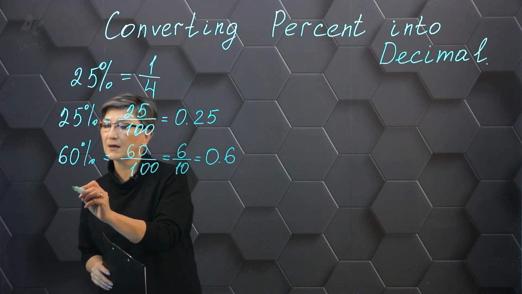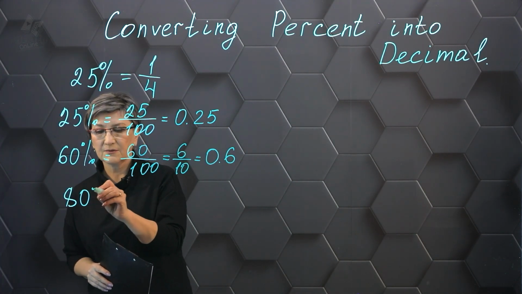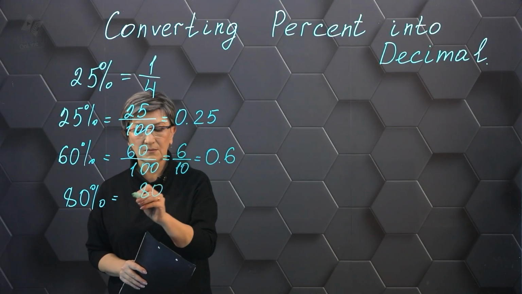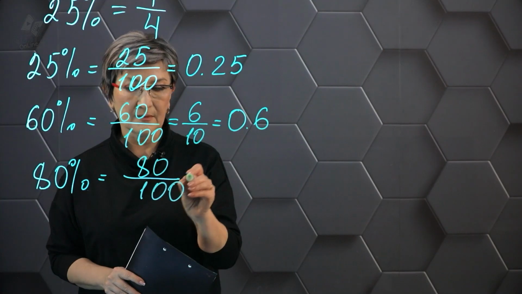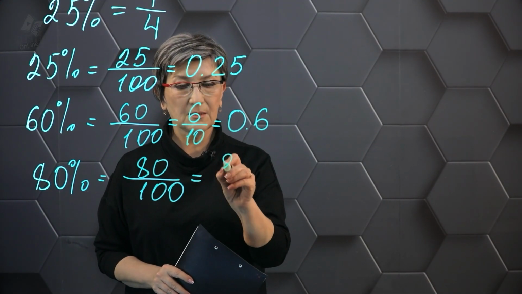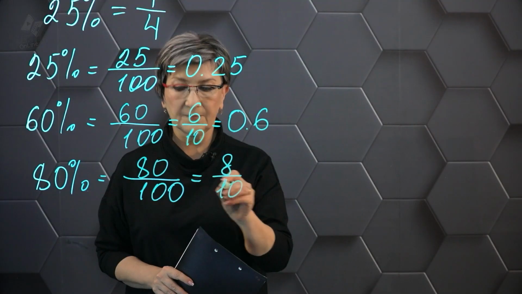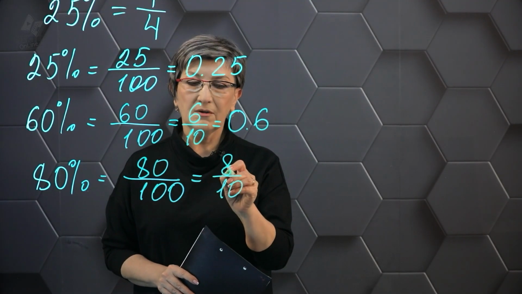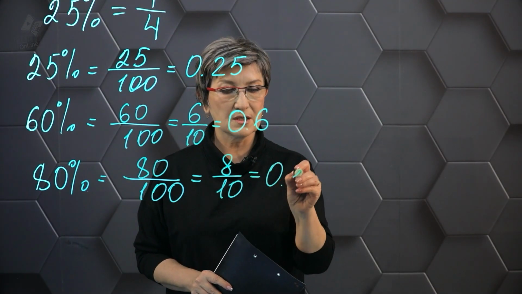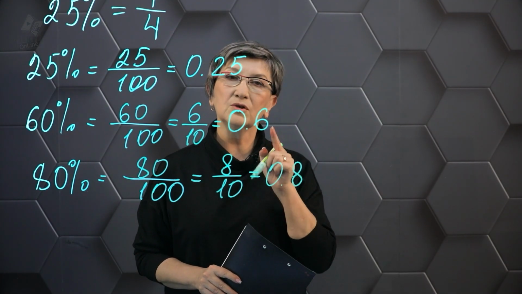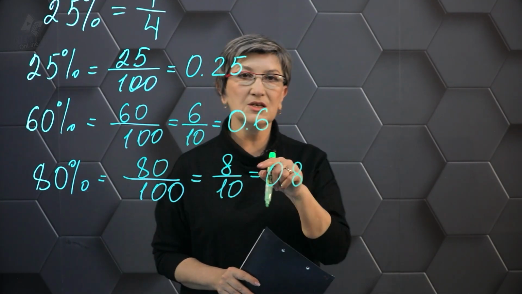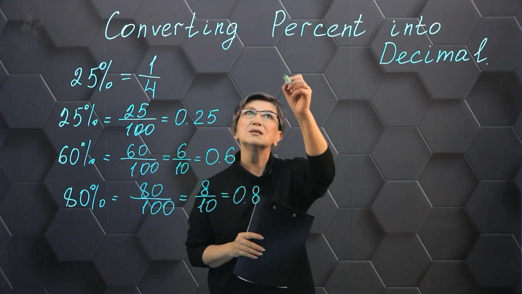Well, in the next example, 80%. Again, according to the rule, we divide 80 by 100. Let's reduce both the numbers 80 and 100 by 10. As a result, we obtain 8 tenths. Then I can write it down as 0.8. Here's how you can consistently express percentages as decimal fractions. Now you can always achieve this.